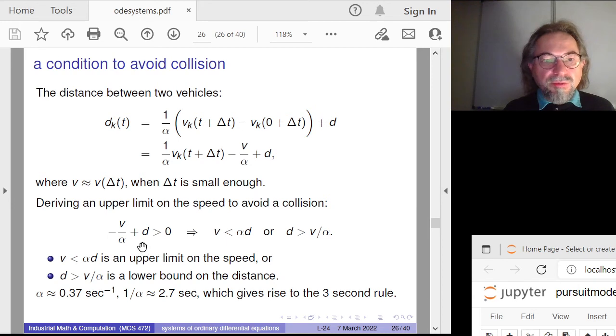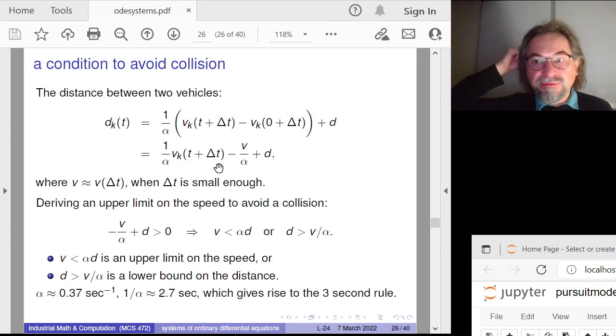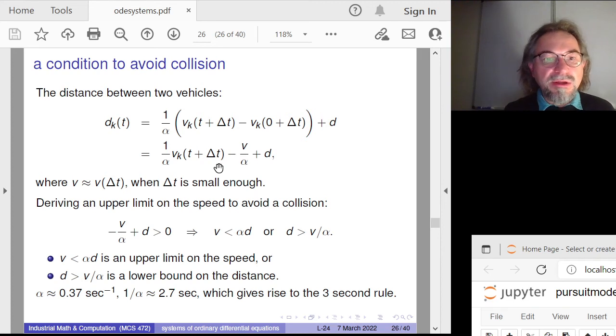So we want this to be positive. So let's just ignore this term here. It could be that the platoon has come to a halt. But for the distance to still be larger than 0, we have either a bound on the speed that involves this alpha, or we have a bound on the distance. So we have an upper limit on the speed or a lower bound on the distance.